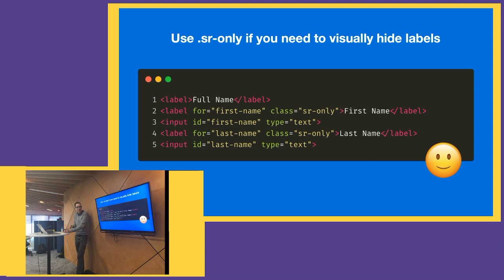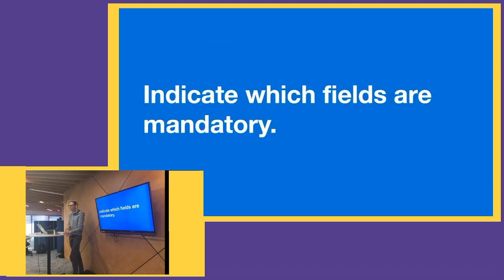You still need to provide the two labels for each of the fields for assistive technology, but you can hide them in a way that's not visually apparent. So I've added a class to the two labels here of SR only, screen reader only, so that hides it visually but keeps it in the DOM, so it's still announced by screen readers in the normal way. And then we've got one label above that's visually available to everyone else that describes the group, a full name. It's a nice simple solution for that problem.